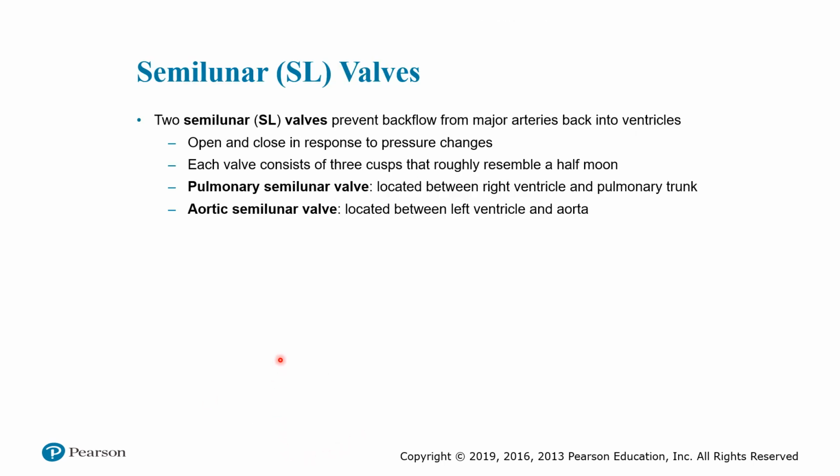The valves between the ventricles and the great vessels are known as semilunar valves. There are two semilunar valves, and they prevent backflow from major arteries back into the ventricles. They open and close in response to pressure changes, and each valve consists of three cusps that roughly resemble a half moon. The pulmonary semilunar valve is located between the right ventricle and the pulmonary trunk, and the aortic semilunar valve is located between the left ventricle and the aorta.